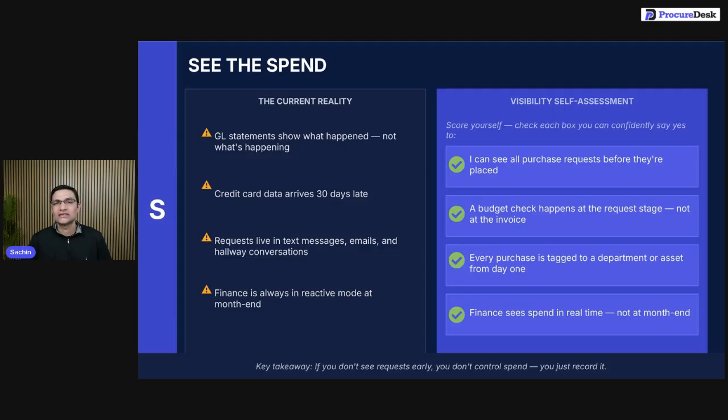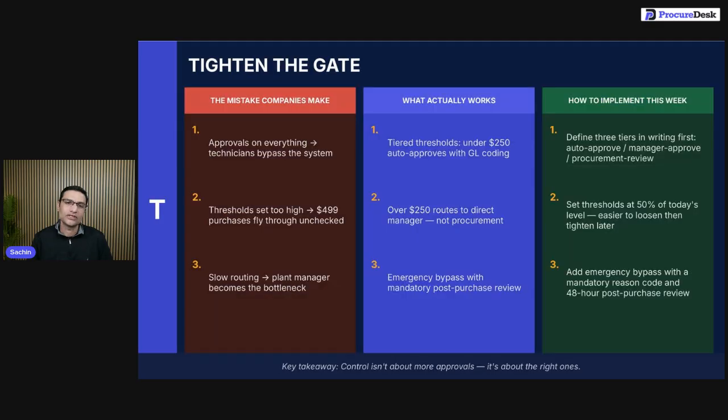So this is the starting point, right? Seeing the spend, to understand how much visibility you have from a spend standpoint and how much advanced visibility you have. So once you have that ranking done, we move to the next step, which is to tighten the gate and make sure you get that visibility. This is the step that you implement today to get that visibility from a spend standpoint.